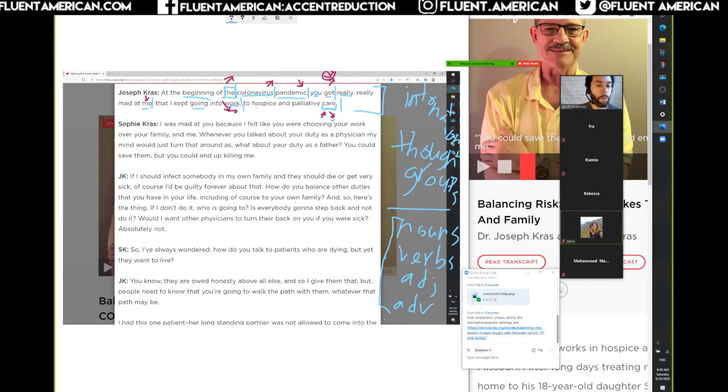Okay, so when I'm looking at analysis of paragraphs or conversations, these are all the things I do. These are all the steps. We start off with thought groups. We then find the stresses. We then find the intonation. Okay, let's listen to this one more time.